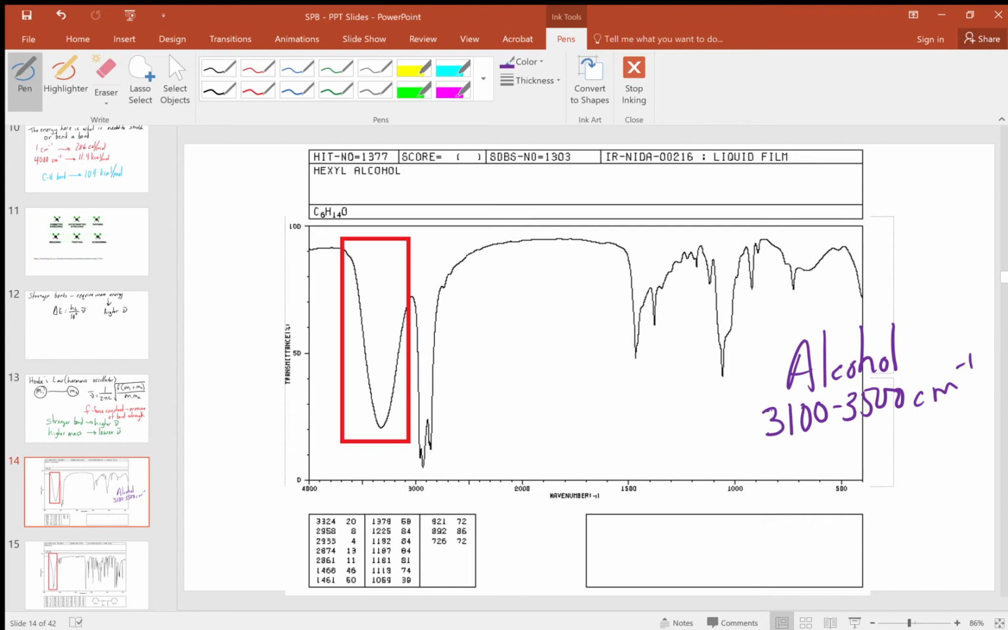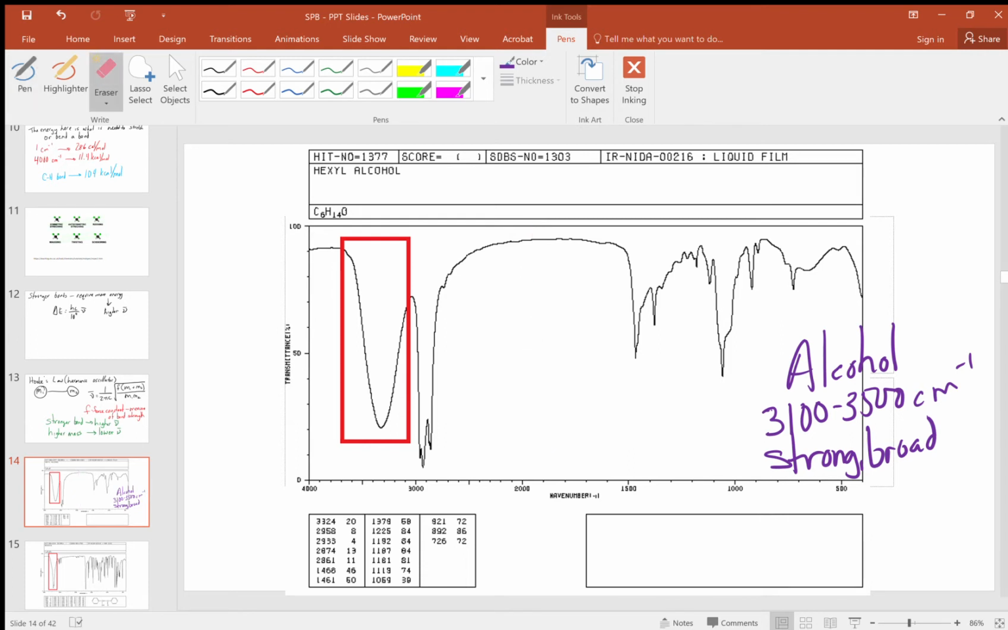In addition to that, these are generally a strong and broad peak. So when we say strong versus medium and weak, a strong peak is going to be one that comes most of the way down the spectrum. So we're talking about very low percent transmittance. A medium peak would be more in the middle, more around 50% transmittance, and then a weak peak would be one that's much smaller.